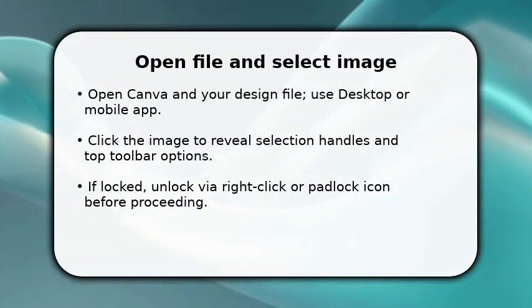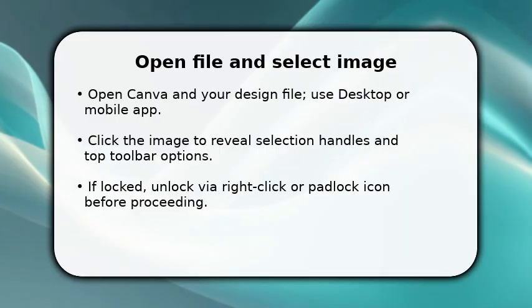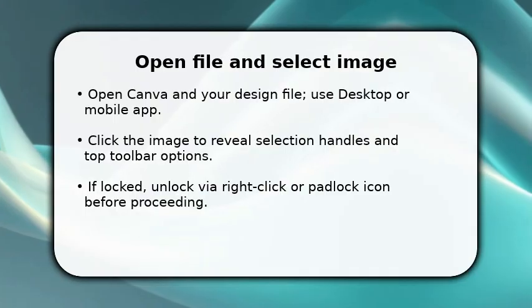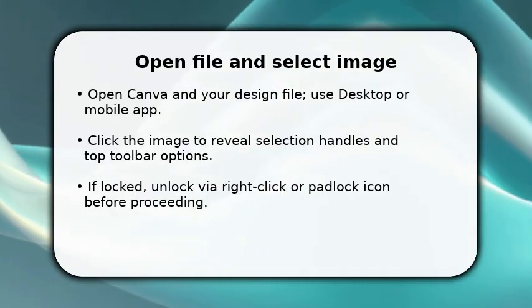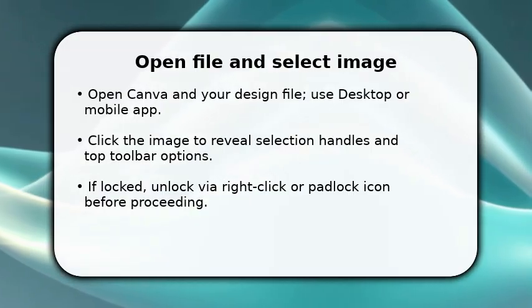If you see a padlock or selection fails, unlock the layer by right-clicking or tapping the padlock icon. Once done, glance at the toolbar so you can choose Delete or Replace. That first click and unlock are what let you change the canvas without accidentally moving other elements.